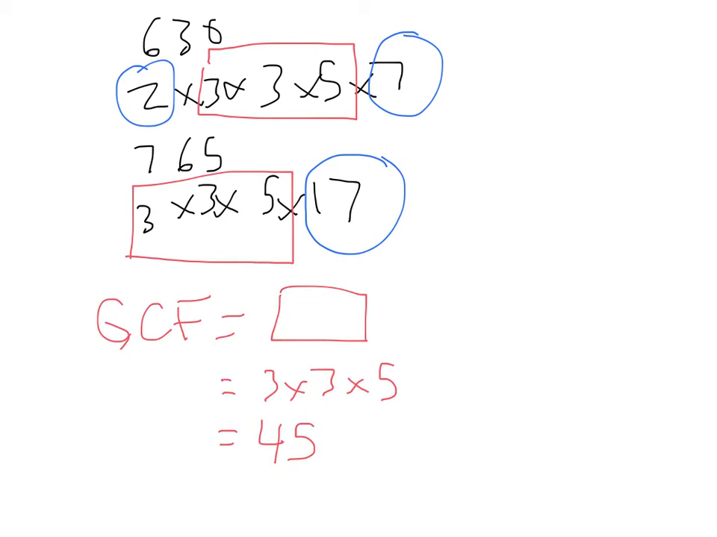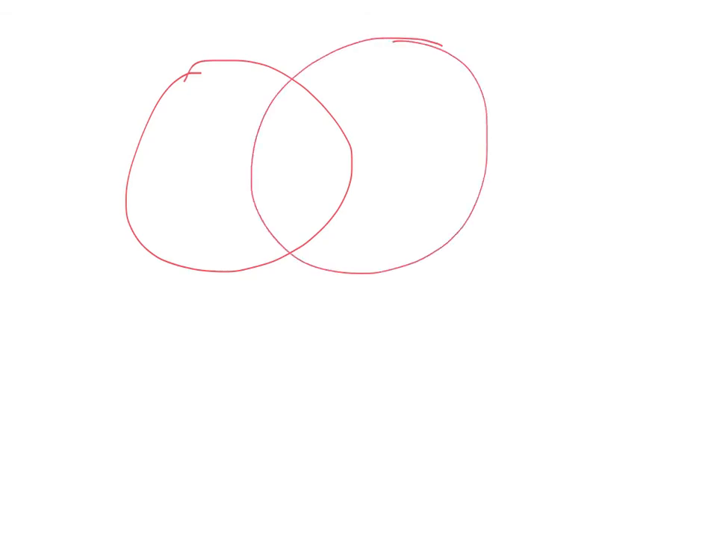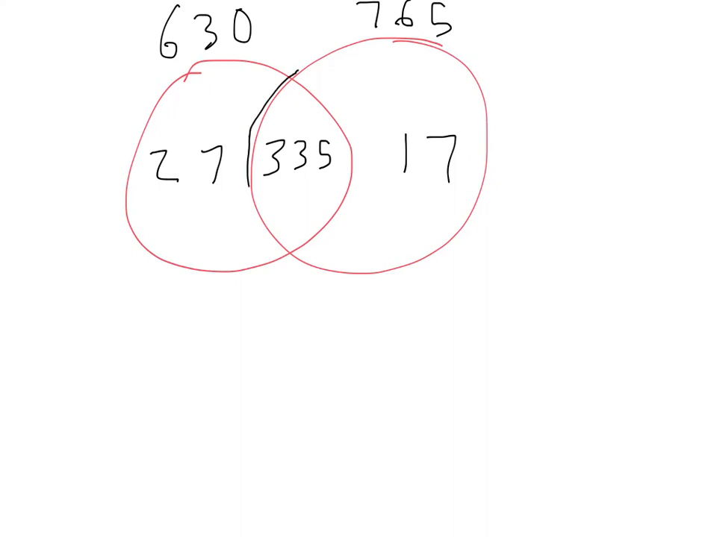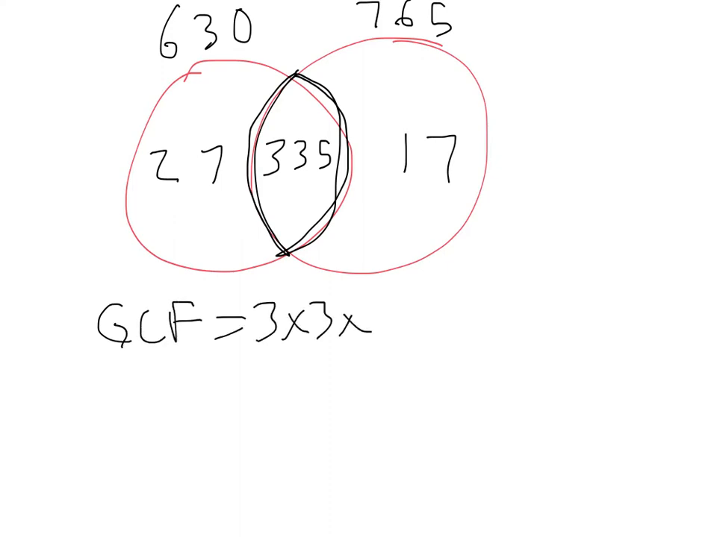The other way you may want to organize it is like this, where we have our Venn diagrams. We're going to go with 2 big circles. And what numbers are there that they share? 3, 3, and 5. What numbers don't they share? This one, 630, has a 2 and a 7. And 765 has a 17. And greatest common factor is what is in here. So greatest common factor equals 3 times 3 times 5 equals 45.